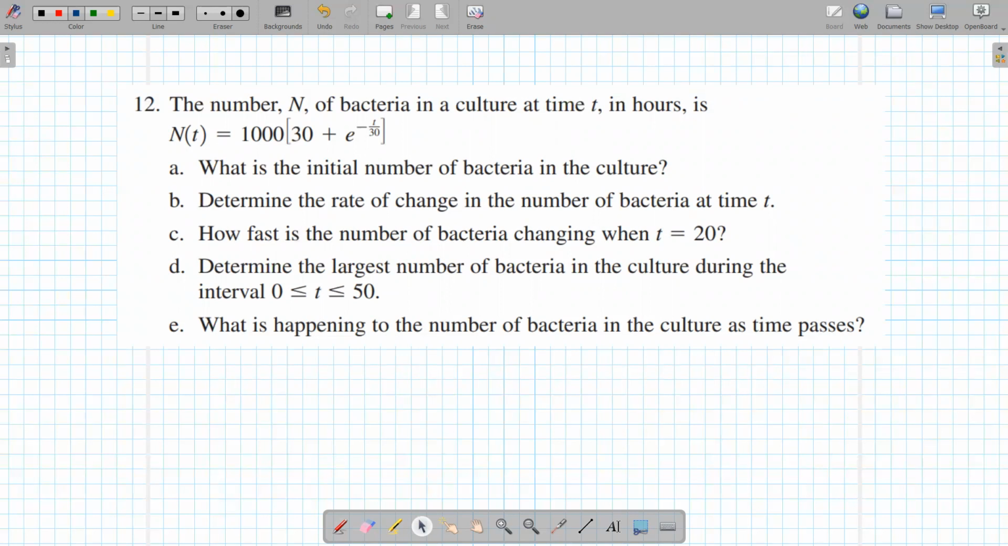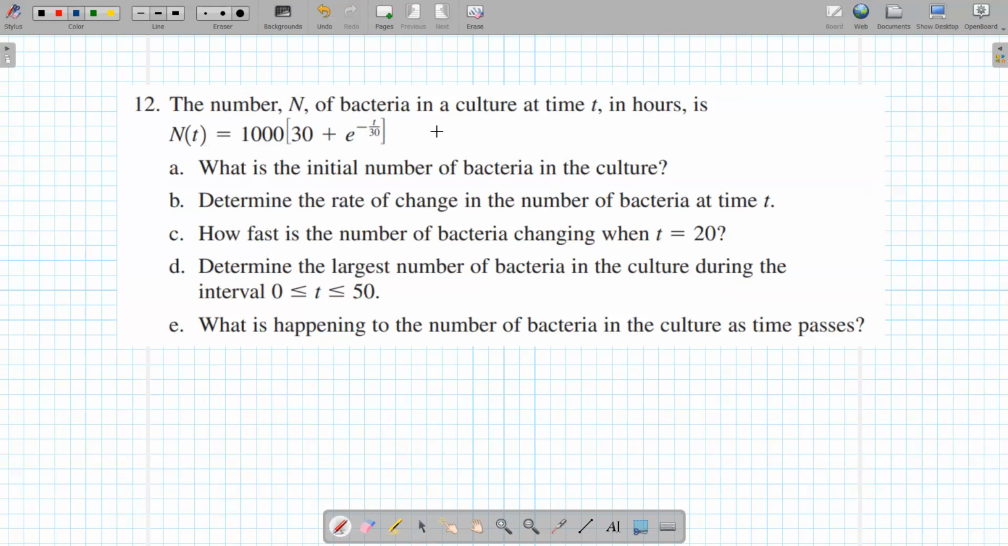Anyways, they have given us a function where n is the number of bacteria and t is the hours. So as the hours go up, the bacteria are going to go up as well. What is the initial number of bacteria? So we want the bacteria right now, not after t hours, but right now. Is it 1,000? It is not. Why is it not? Look at where the t is. You're not taking into account where the t is.